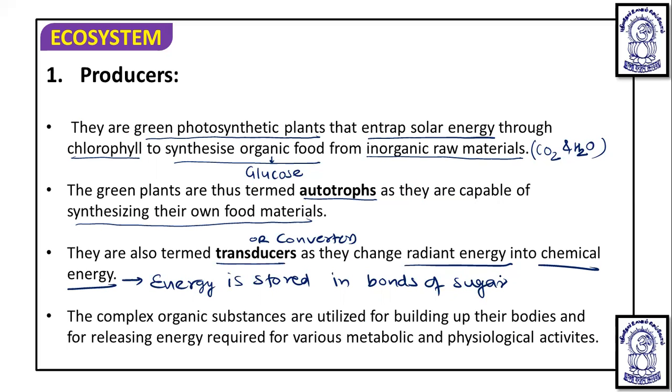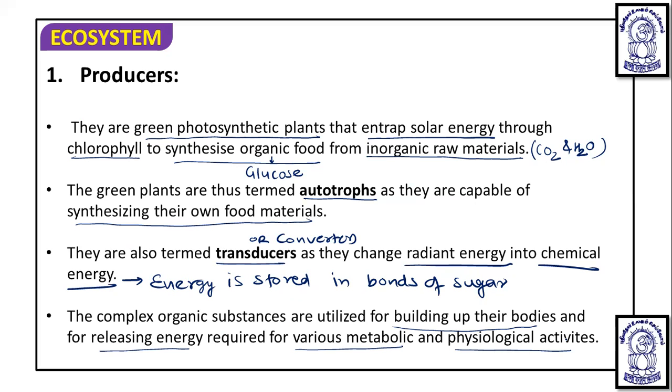Okay, so here the complex organic substances are utilized for synthesis, the building up of their bodies. So these complex organic substances which are synthesized by photosynthesis are used for the building of their bodies and releasing energy required for various metabolic and physiological activities. This energy which is released during the breakdown of these organic substances is used in the various metabolic and physiological activities.